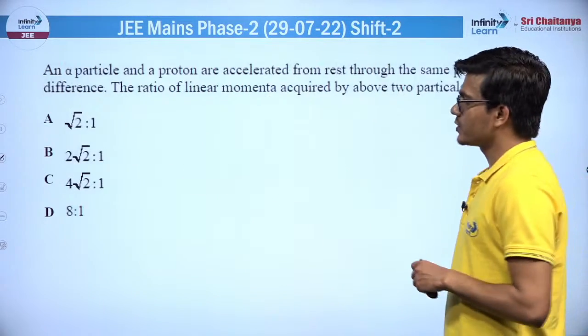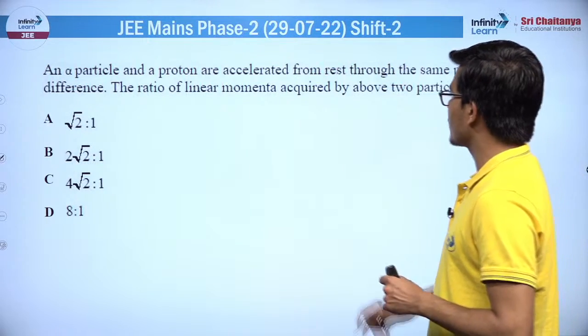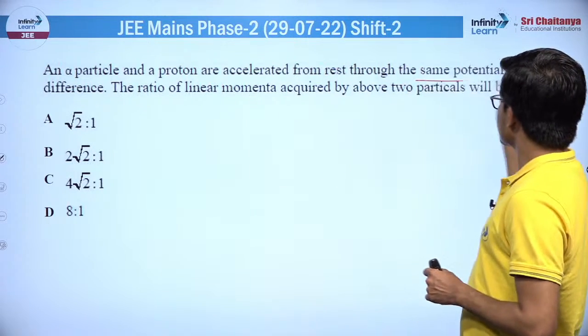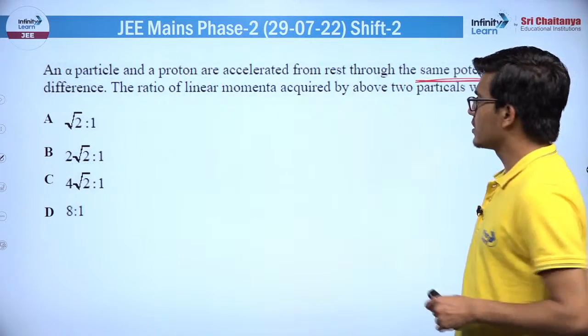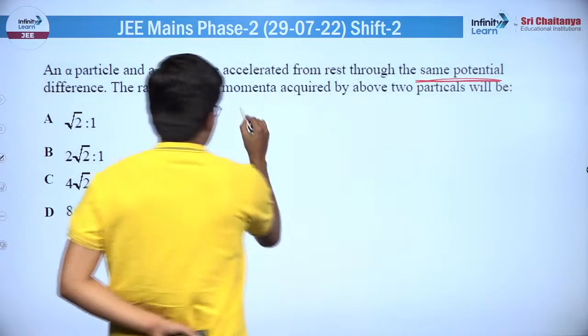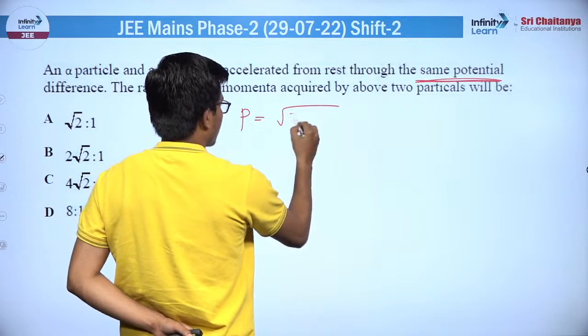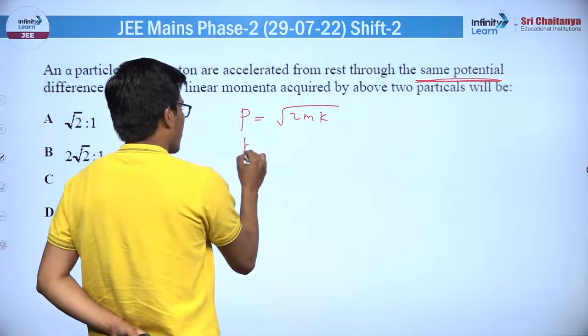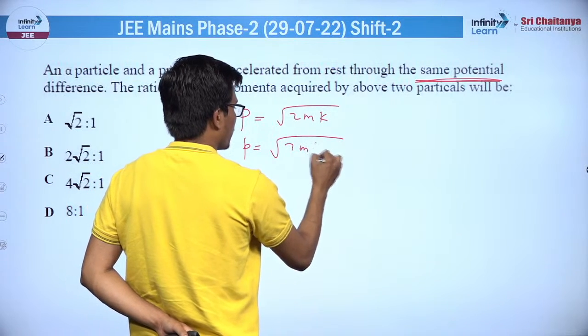Alright, moving to the next question. An alpha particle and a proton are accelerated from rest through the same potential difference. The question asks for the ratio of linear momenta. You know that linear momentum and kinetic energy are related like this, and kinetic energy you can write as Q into V.